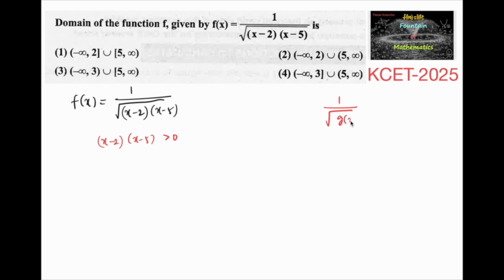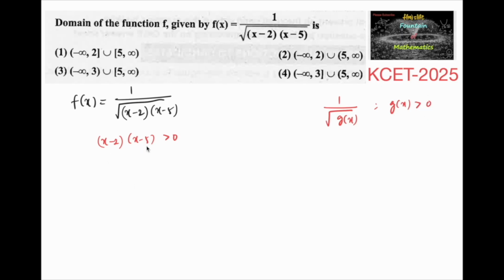The domain of the function f of x is equal to 1 upon the square root of (x minus 2)(x minus 5), and this function is defined only when the expression under the root, (x minus 2)(x minus 5), is positive, because whenever the function is 1 upon the square root of g of x, this function is defined when g of x must be greater than 0.